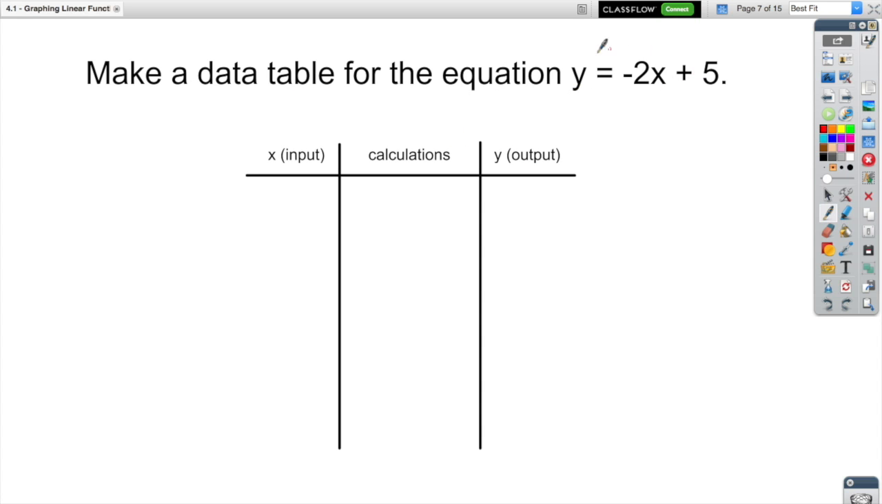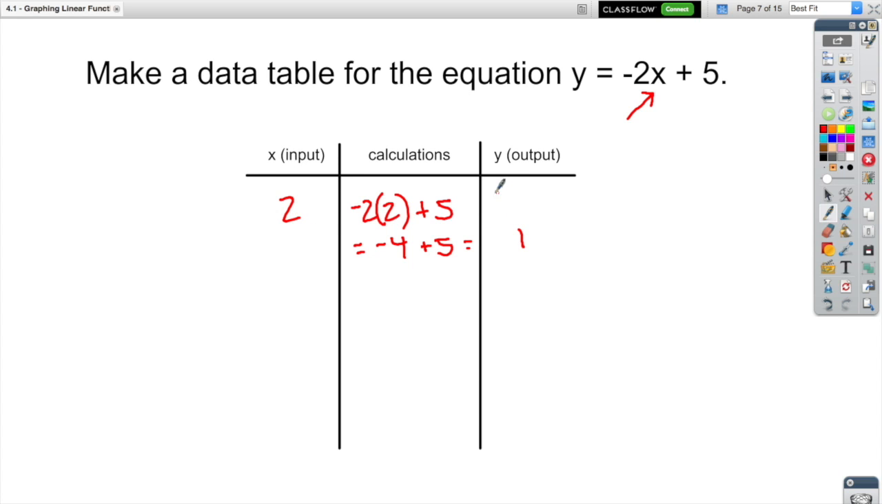Let's make a data table for this one. Now, once again, for the input, you get to pick. So let's say I pick 2. So the 2 goes into this input for x. And so we do our calculations here. -2 times 2 plus 5. Now, of course, we have to remember our order of operations, which is -2 times 2 is -4. And then -4 plus 5, that's 1. So an input of 2 gives us an output of 1.